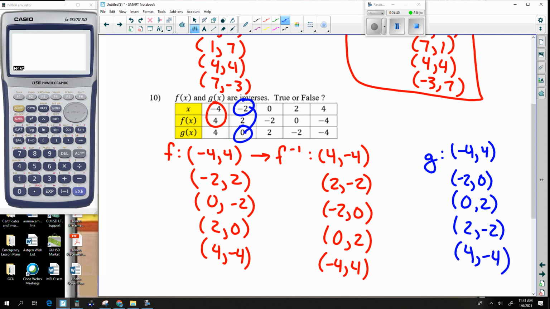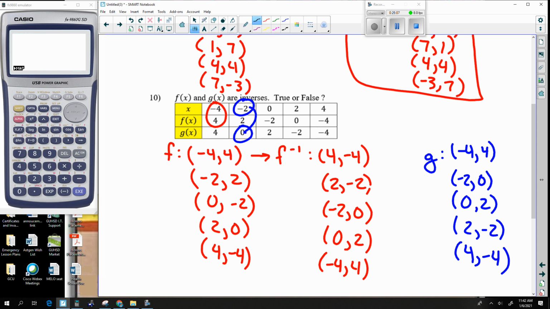All right, now, at first inspection, you might think these are not inverses, because take a look at that. That is not the same thing. You might think that. However, these are indeed inverses, and here's how you show it. All of the points match up.